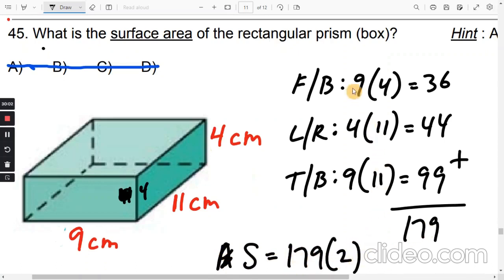All right, we only did one face at a time. When we did front, back, we just did the front. But it has a front, it has a twin, the front and the back, left and right, top and bottom. So you have to do times 2 at the end. So that is going to be 358. And the units were in centimeters, so for an area, that's going to be centimeters squared. All right, don't forget to do times 2 at the end.